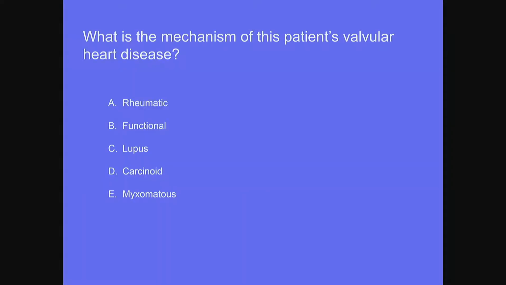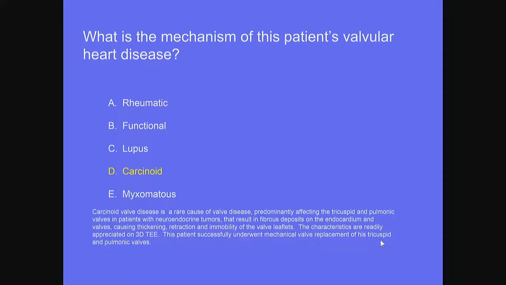What is the mechanism of this patient's valvular heart disease? A, rheumatic. B, functional. C, lupus. D, carcinoid. Or E, myxomatous. And the correct answer is D, carcinoid.